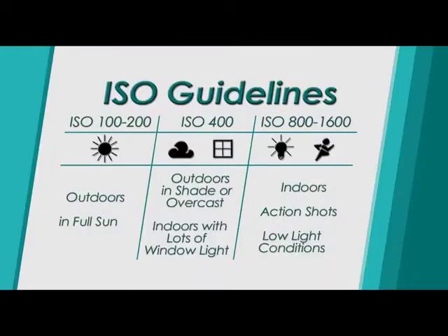So how do you know which ISO to use? Well, here's a guide that can help you. It's also on your photography tips card, so it's okay if you don't remember all this right now. If you're shooting pictures outdoors in full sun, you'll want to set your camera to a fairly low ISO setting, between 100 and 200. You'll want to use ISO 400 if you're taking pictures outdoors in the shade or on a cloudy day. ISO 400 is also good for indoor photos with plenty of window light. And if you're shooting action pictures or pictures in poor lighting conditions, you'll want to use a very high ISO of about 800 to 1600.